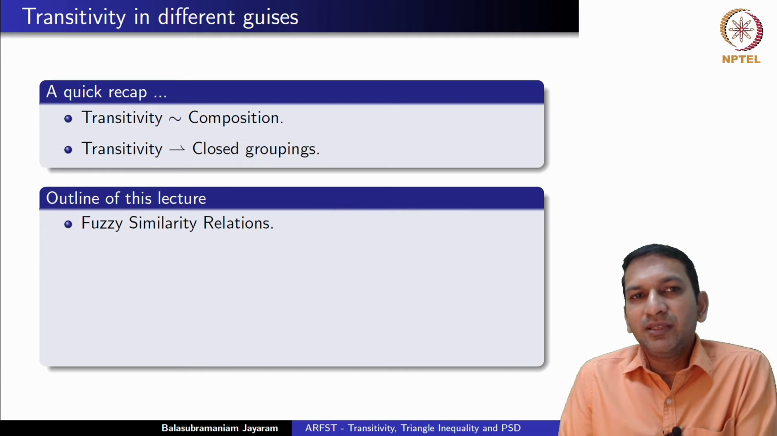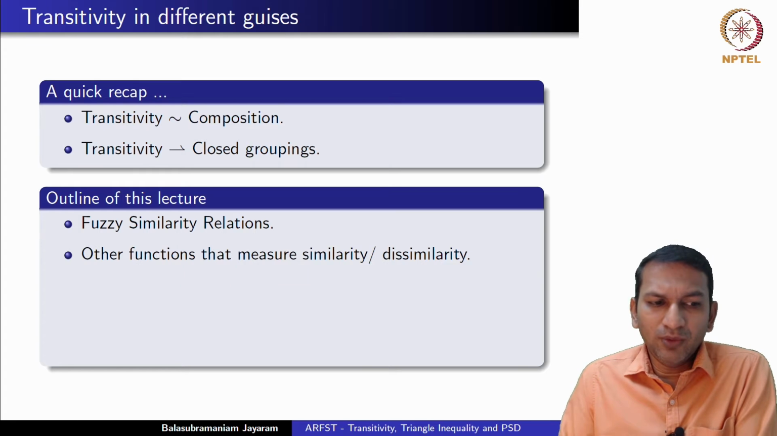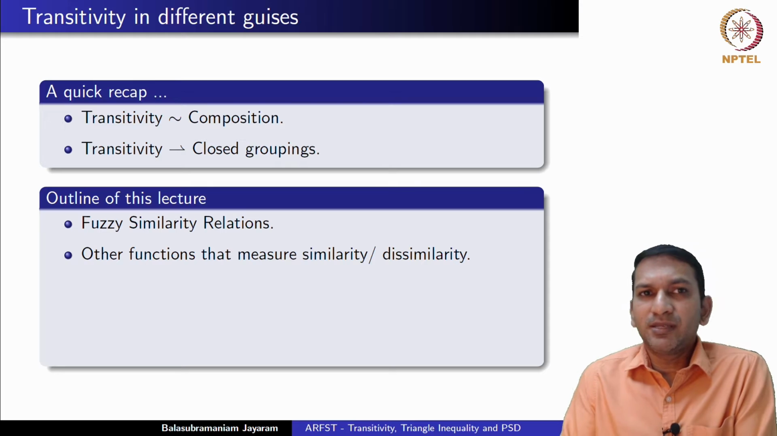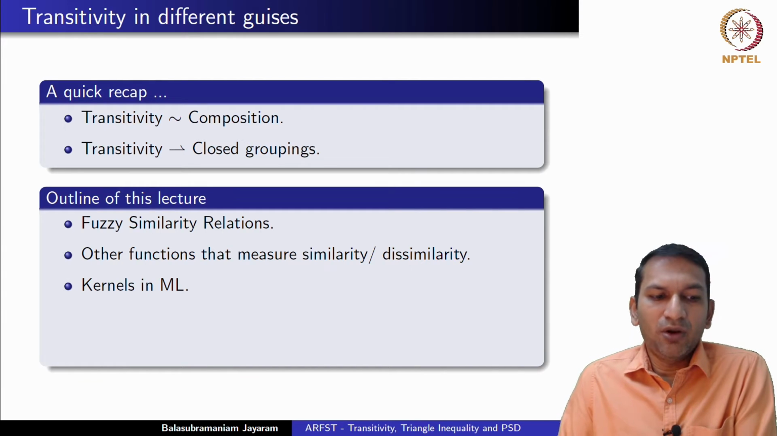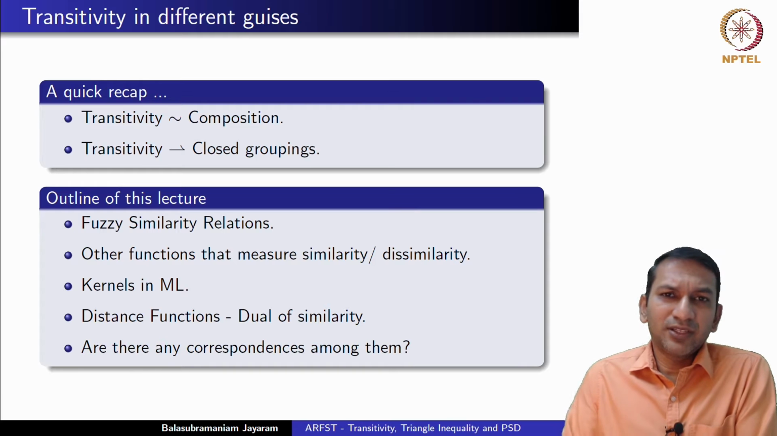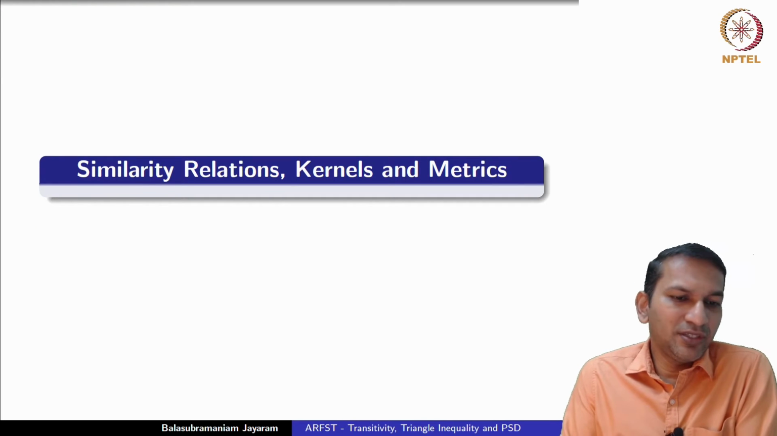What are we going to discuss in this lecture? So far, we have seen fuzzy similarity relations. However, there are also other functions that measure similarity or dissimilarity. For instance, the kernel functions in machine learning, or the distance functions, which can be thought of as the dual of similarity. In this lecture, we would like to explore some possible correspondences between these three functions, that of similarity relations, kernels, and metrics.